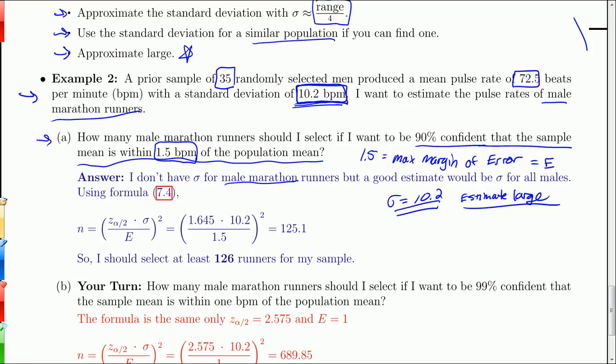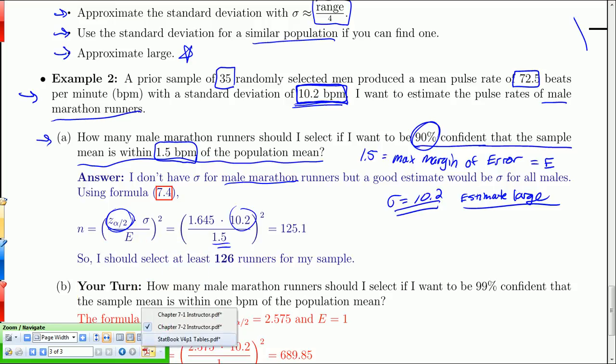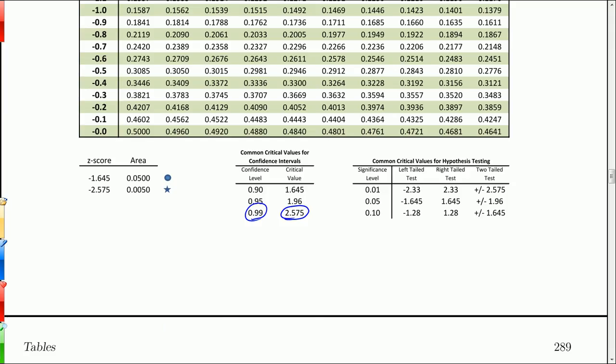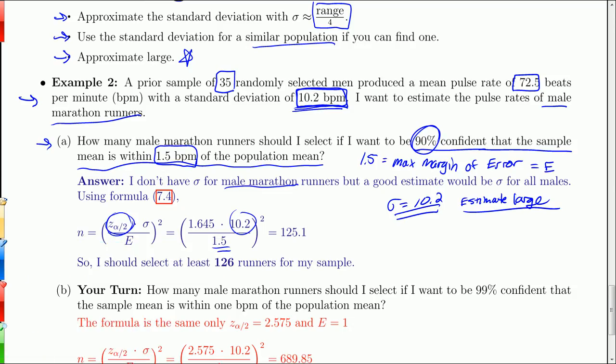Okay, so I have my margin of error is 1.5. My population standard deviation is 10.2. I need my critical value of z here, right? And I'm looking at the 90% confidence level. Luckily, that's one of our popular values. So I go to my table. At the 90% confidence level, my critical value is 1.645. So that's where this came from.